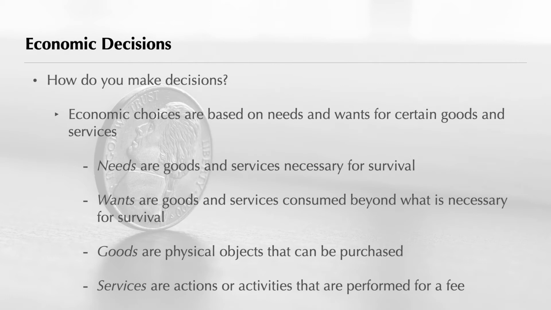In economic terms, goods are physical objects that can be purchased. A pizza, a bicycle, and a pair of tennis shoes are examples of goods. Services are actions or activities that are performed for a fee. Lawyers, plumbers, teachers, and taxi cab drivers perform services. The term product often refers to both goods and services.